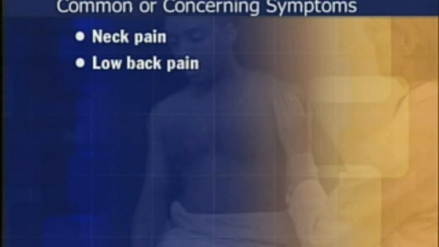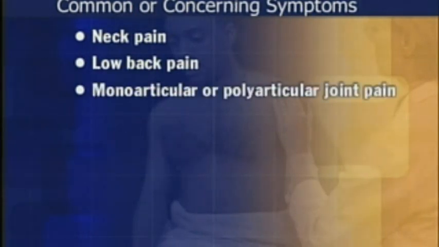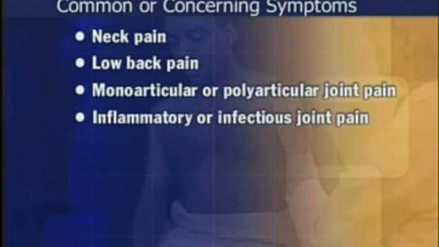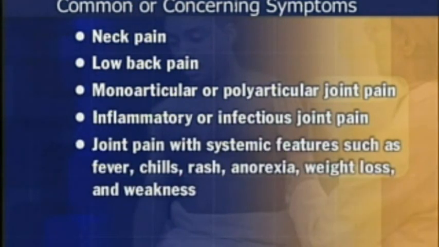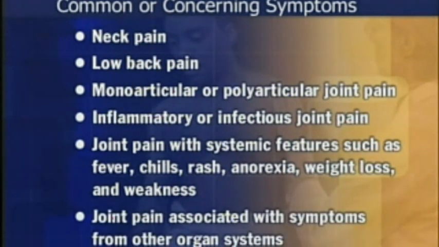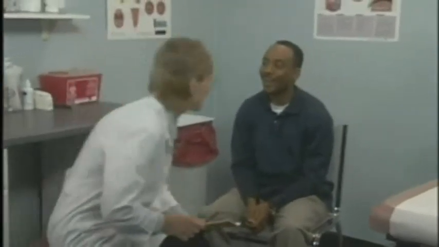Common or concerning symptoms relating to the musculoskeletal system include neck pain, low back pain, monoarticular or polyarticular joint pain, inflammatory or infectious joint pain with systemic features such as fever, chills, rash, anorexia, weight loss and weakness, and joint pain associated with symptoms from other organ systems. By eliciting the patient's concerns before the examination, you prepare for an examination that is efficient and productive.